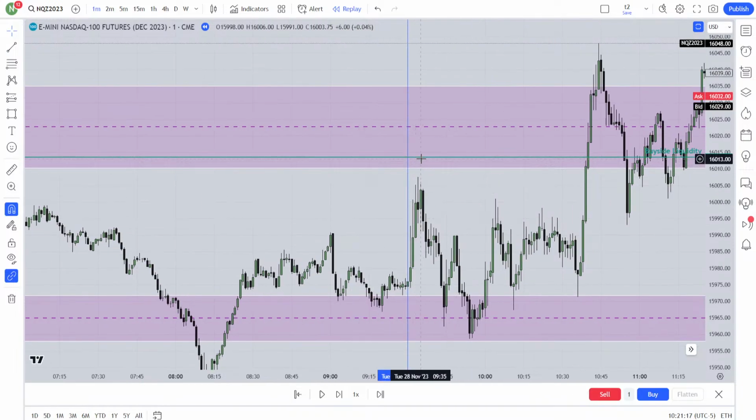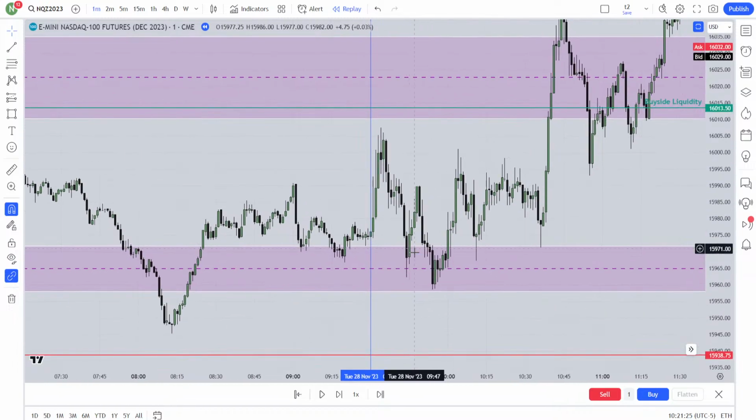It has failed to take the buy side liquidity. Instead of that, it has made this buy side liquidity more clear, I mean stronger. It came back again. Where did it come? To the last fair value gap.